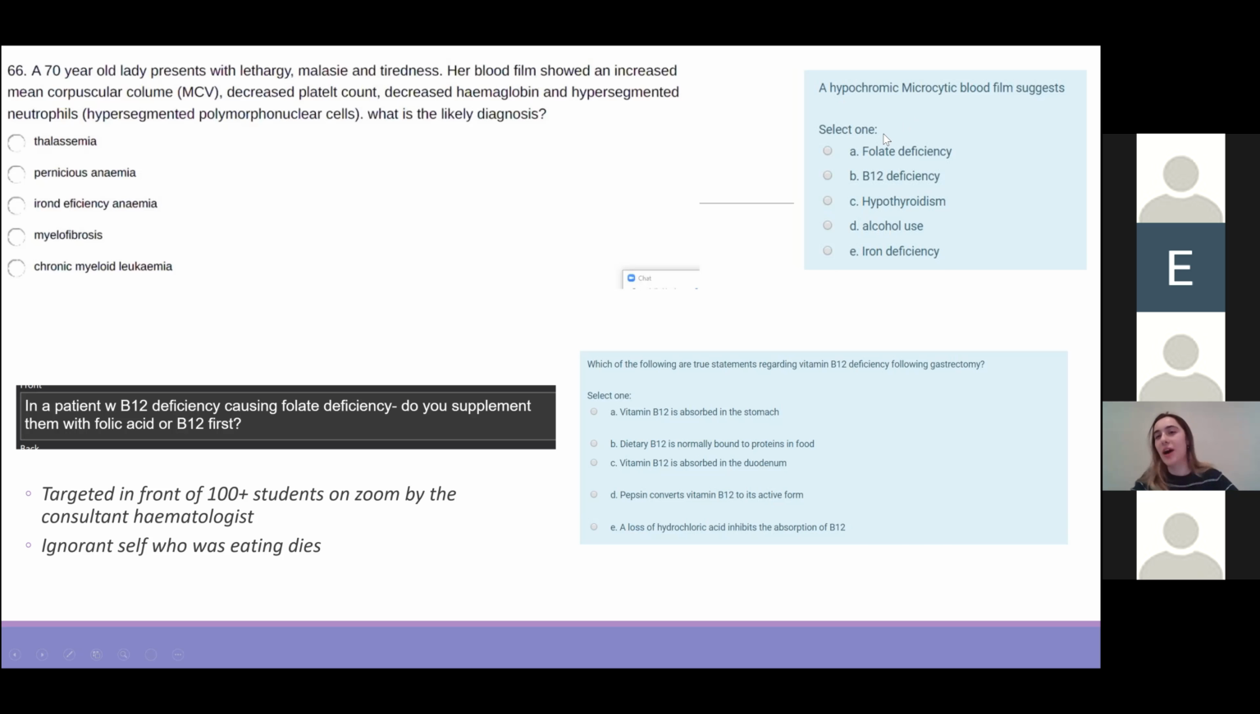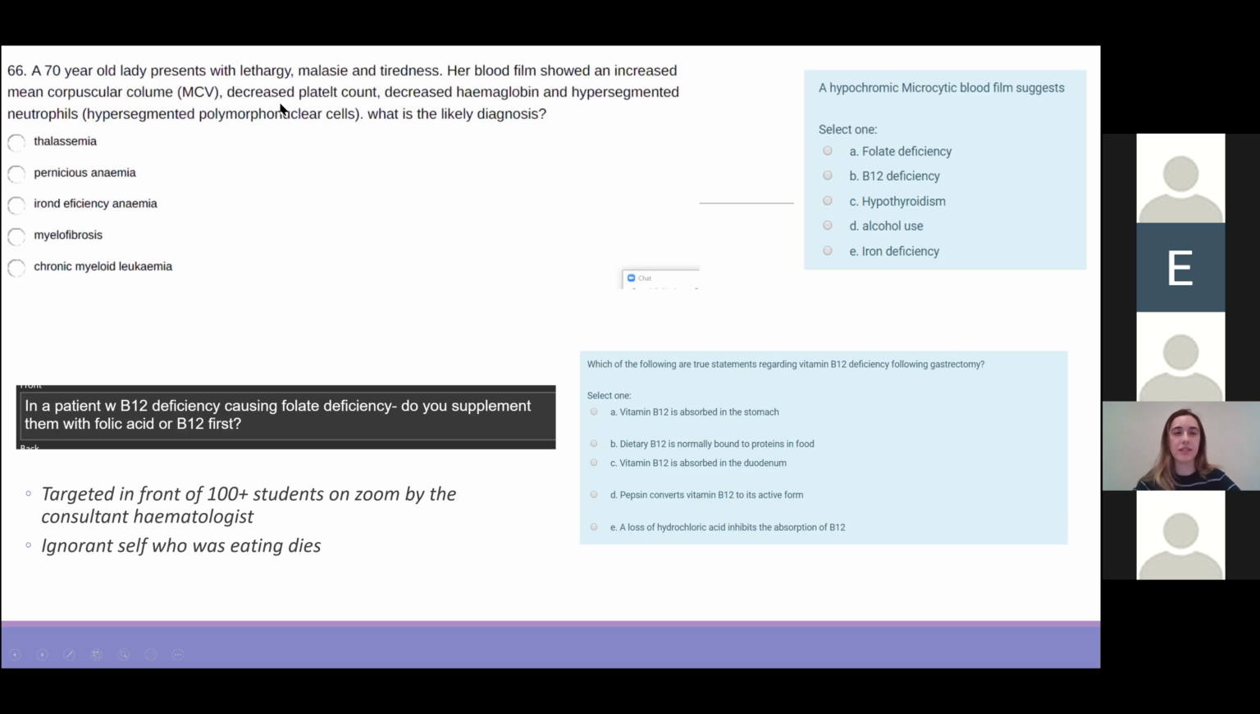So hopefully that was enough time. Basically, we know it's a microcytic blood film. So that means that we can knock out anything that's not microcytic. Folate we know is macrocytic, B12 we know is macrocytic, so is hypothyroidism, so is alcohol use. So it's an iron deficiency anemia. I feel like this question isn't as important, so we don't have to do that. This one I'll just quickly go over.